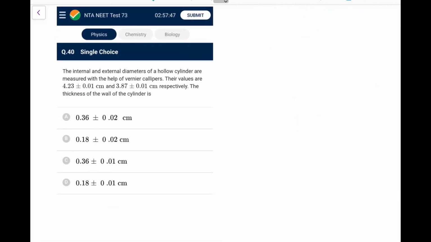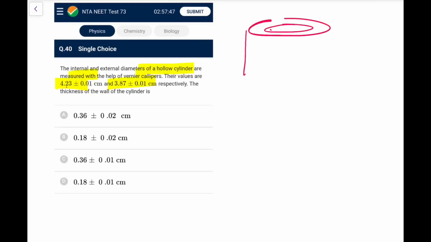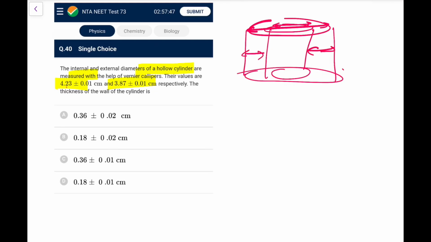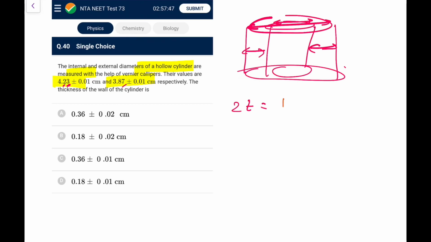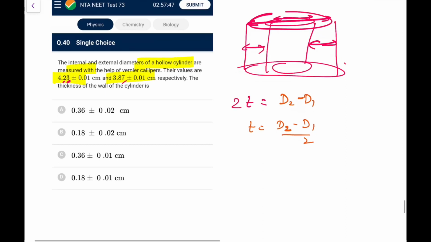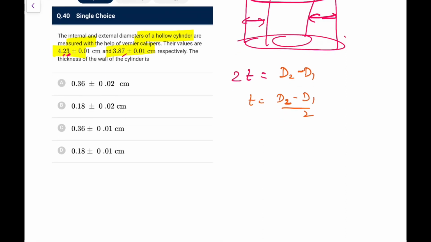Next, the internal and external diameter of a hollow cylinder are measured with the help of vernier. The values are given. The thickness of the wall of the cylinder is, so you need to find the thickness. So you are given diameters. If I take the difference of the diameters, you will get double the thickness. So 2t would be d2 minus d1. So t is d2 minus d1 by 2. That is what I can write. So this is the thickness that I have got. So this 2 is from the definition.